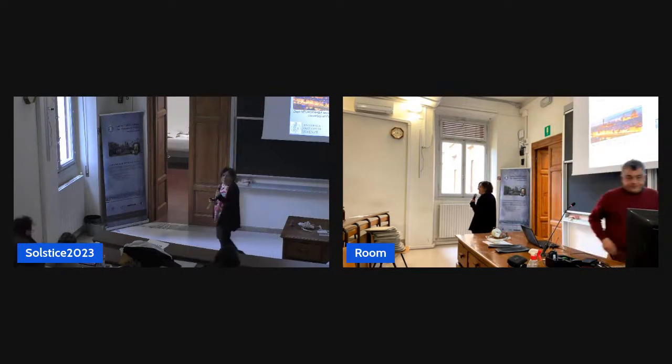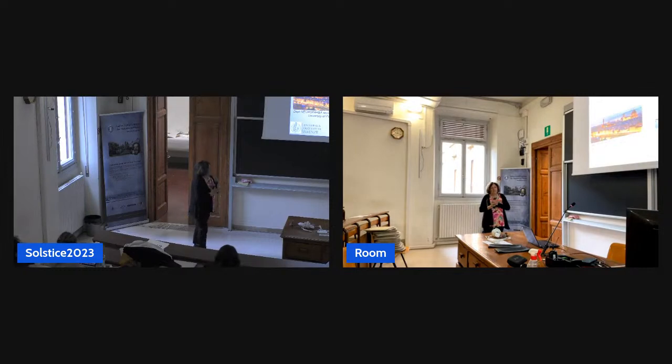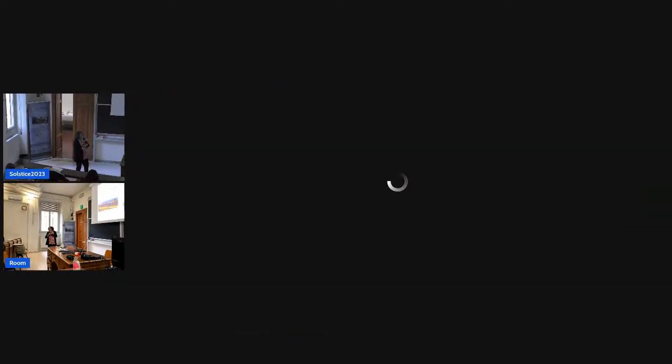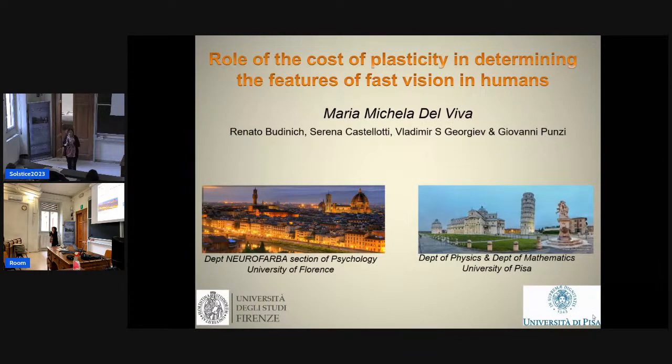Thank you very much for having invited me to this event. This work is done in collaboration between the Department of Neurofarba at the University of Florence and the Departments of Physics and Mathematics at the University of Pisa. And I'm going to talk about how the cost of plasticity, the possibility for a system to be plastic, how much it costs, and how this possibility shapes the features in human vision.